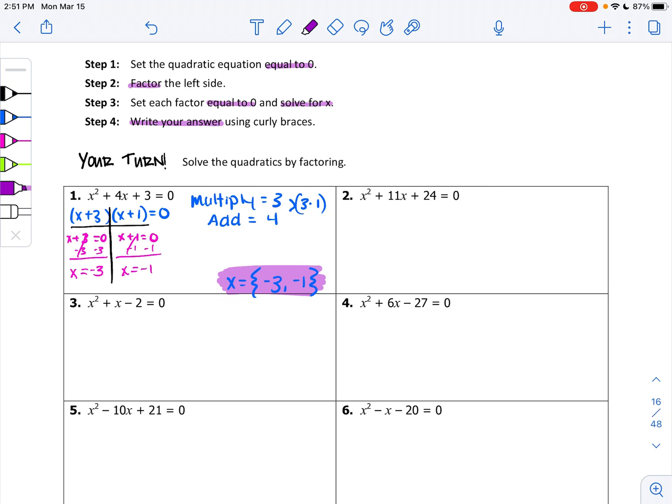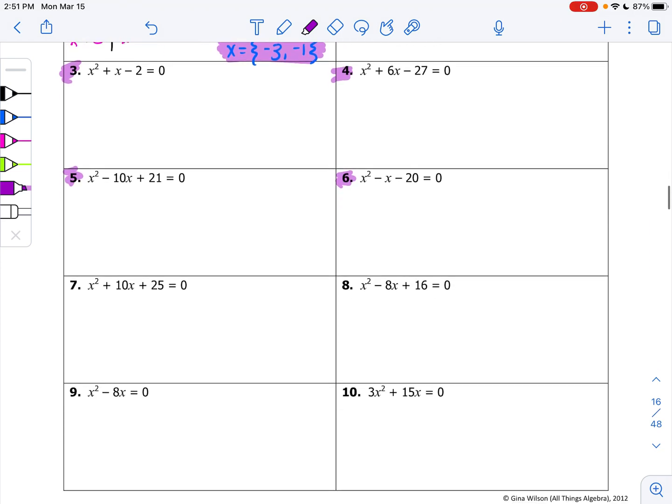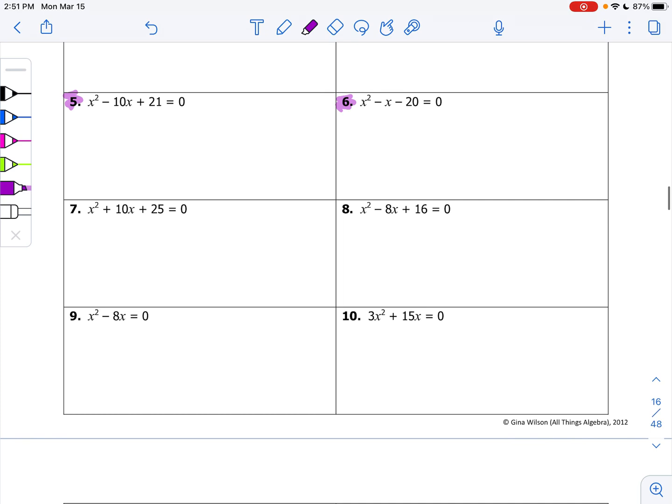Go ahead and highlight numbers 2, 3, 4, 5, and 6. And let's take a look at number 7.